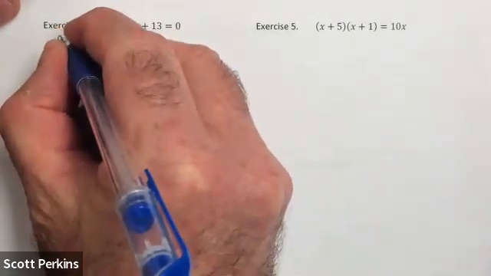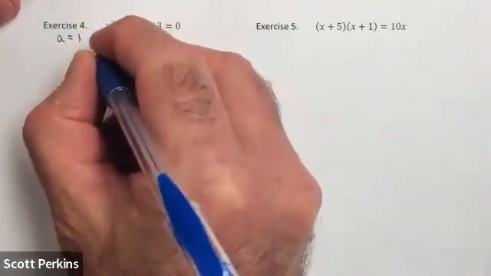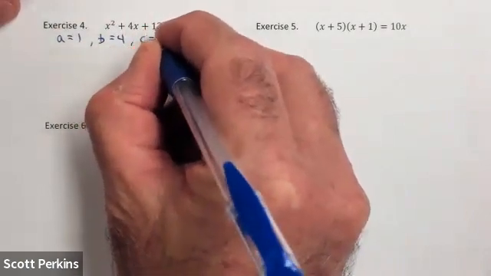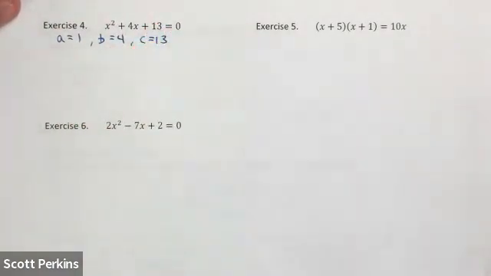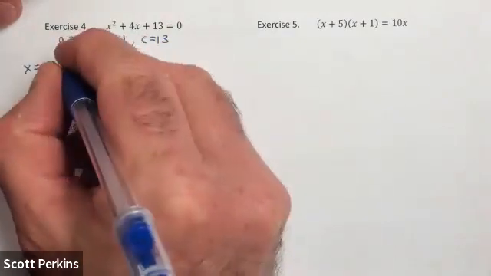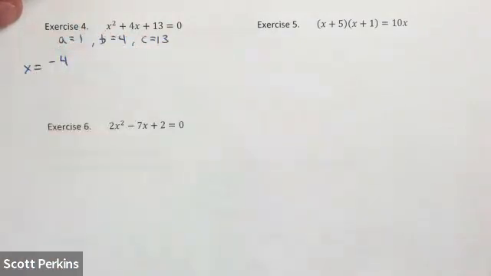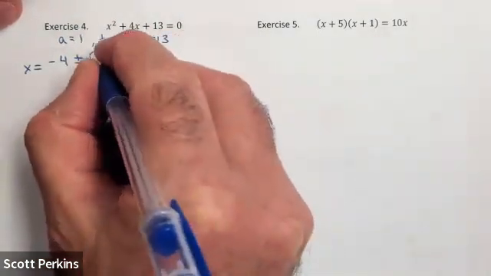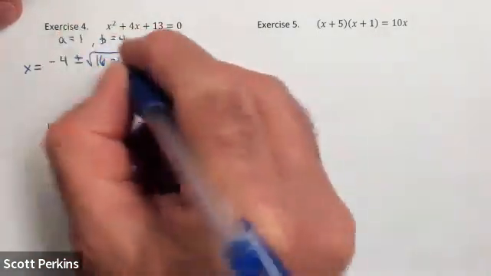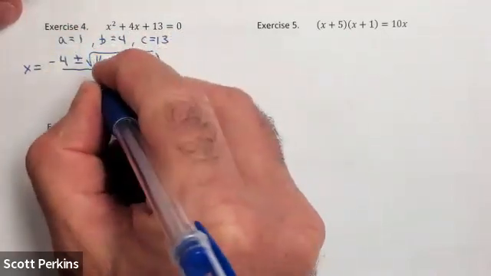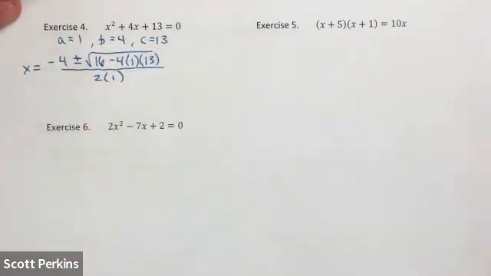So in exercise 4 here, the value of A is going to be 1. The value of B is going to be 4. And the value of C is going to be 13. The nice thing about the quadratic formula is it never changes. Once it clicks in your brain and you remember it, it's there. So -4, that's my negative B, plus or minus the square root of b squared. 4 times 4 is 16, minus 4 times a, which is 1, and c, which is 13. All over 2a, 2 times 1 is 2.